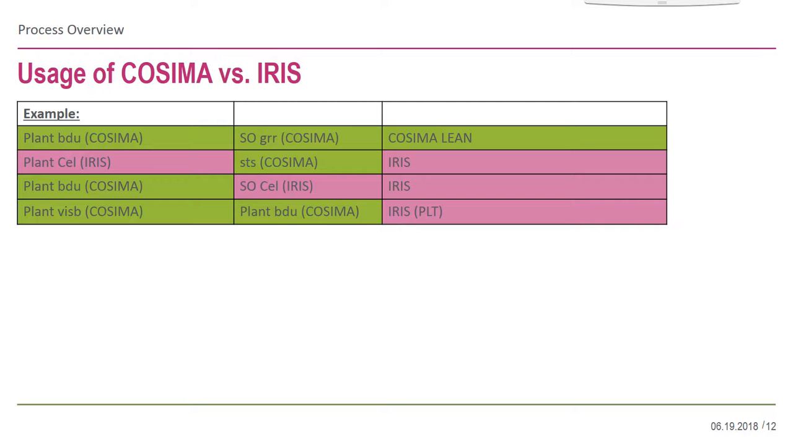If the plant doesn't have Cosima, they're still using Iris, and the sales office has Cosima, Iris will be used to file the complaint. If the plant has Cosima and the sales office has Iris, Iris will be used to file the complaint. And in the case of PLTs, no matter what the sales office or the plant has, Iris will be used. Again, until Cosima is rolled out to all of the Americas and the workflow is created for PLTs.